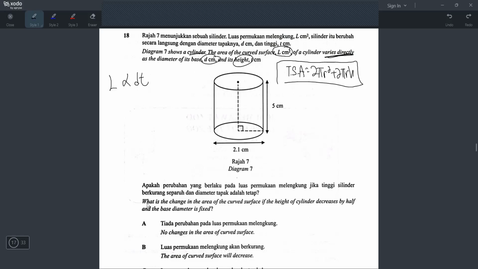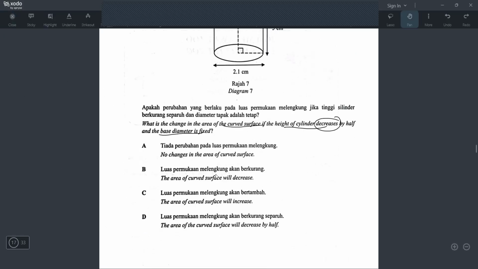So what it says here is, what is the change in the area of curved surface? It means L lah. So they're asking you what happens to the L, the curved surface, if the height of cylinder decreased by half and the base diameter is fixed. So the diameter is fixed, the D is fixed, but the T, which is the height, decreased by half. So what happens to the surface area? Of course, it will decrease also lah. So if you look at ABCD, you know the answer already. The area of surface will decrease also, right?